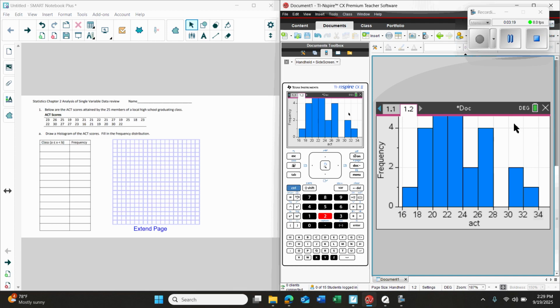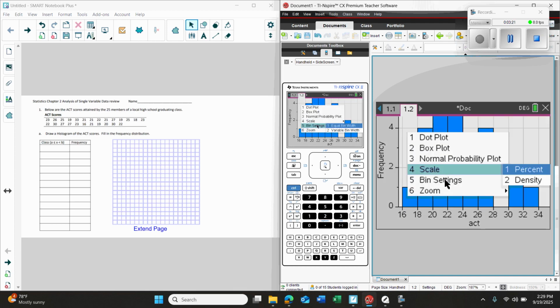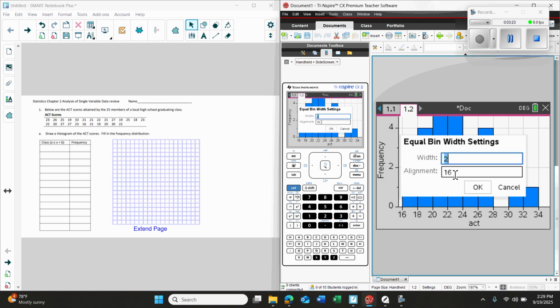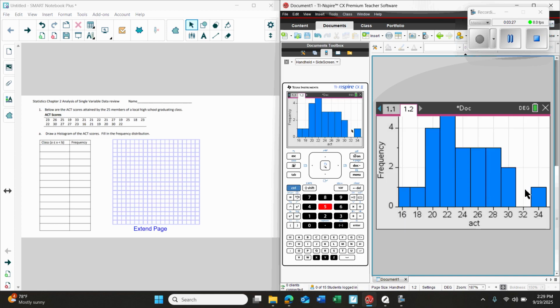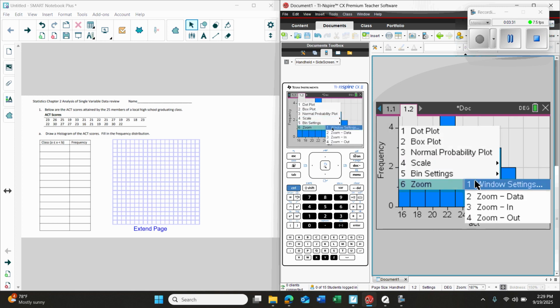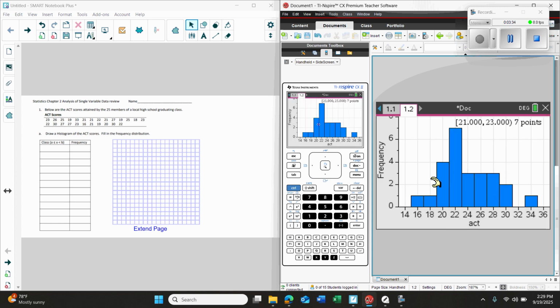Okay, let's do something here. Again, remember when you're making this, let's do the alignment at 15 and see if that gives us any better results. Yeah, all right, I like that. So again, remember, just play around with it. Make sure you zoom data, and there's your histogram, right? So, like I said, not going to spend a whole lot of time making this. You guys all can see it, and we can go from there.